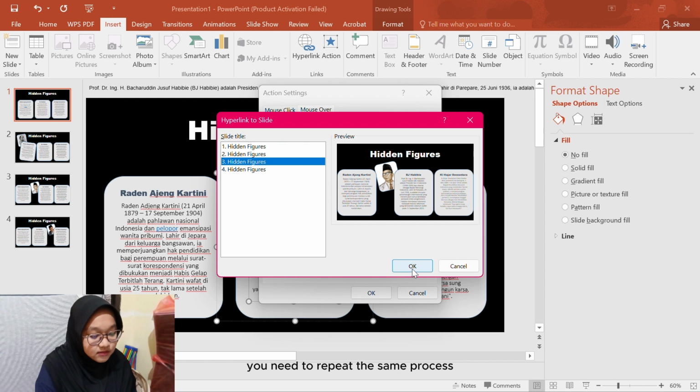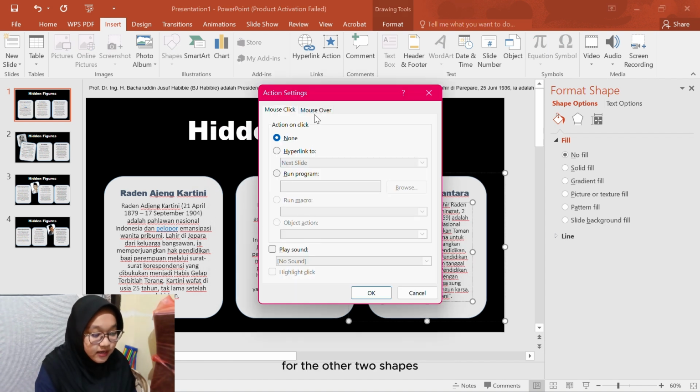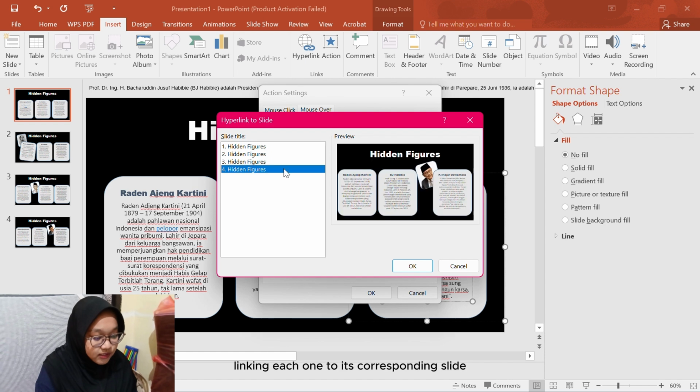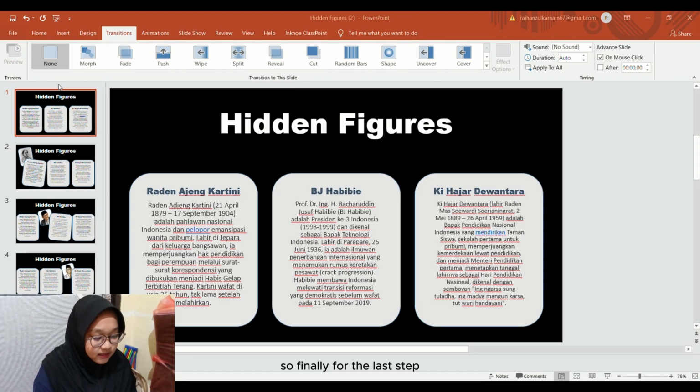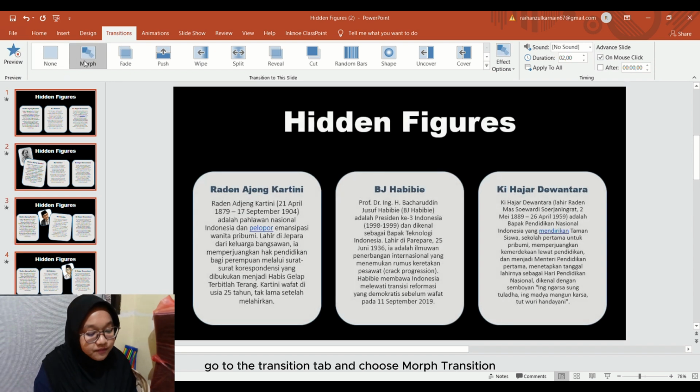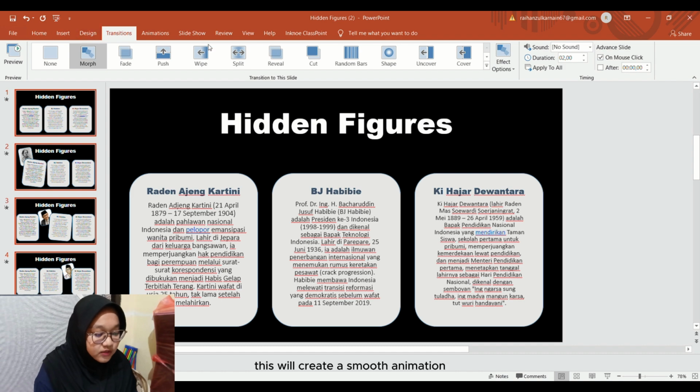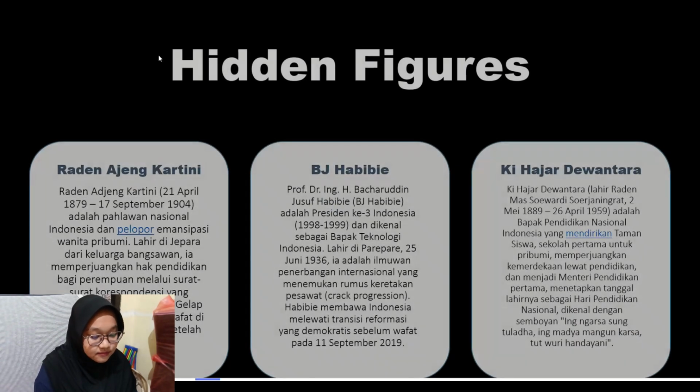Okay, so you need to repeat the same process for the other 2 shapes, linking each one to its corresponding slide. Okay, so finally, for the last step, you need to select all the slides, go to the Transition tab, and choose Morph Transition. This will create a smooth animation when moving between slides.